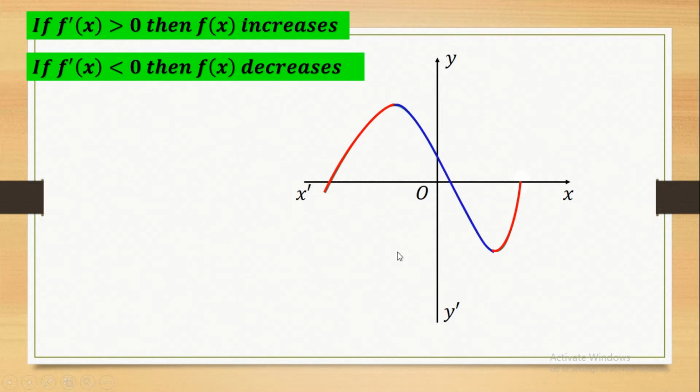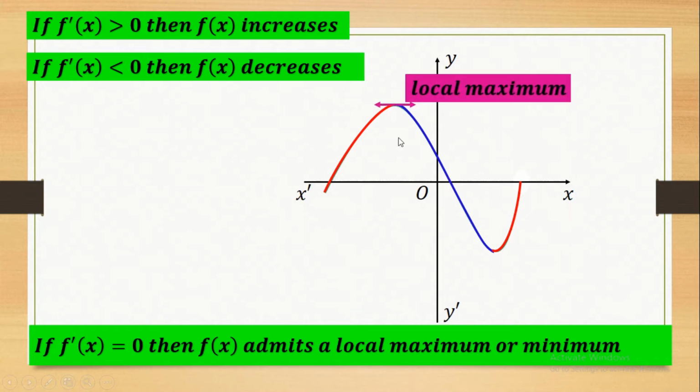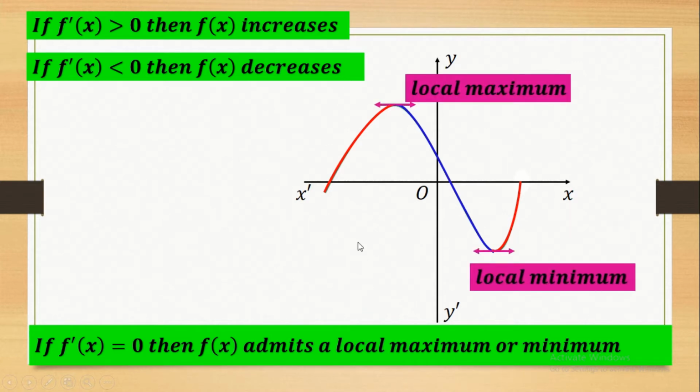Well, when do we have local maximum or local minimum? If we have the derivative f prime of x equals 0, then we can say that f of x admits either a local maximum or a local minimum, according to the question that we have.